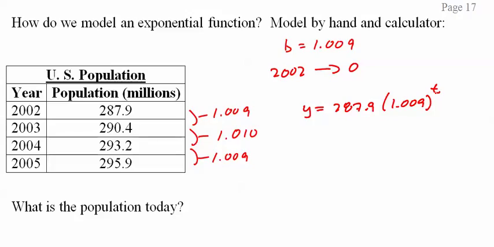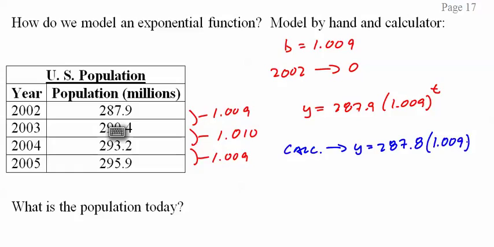Now I also threw this into the calculator and did an exponential regression, and we've done a linear regression, so it's the exact same thing, and it gave me y equals 287.8 times 1.009 to the t. So you can see it's actually not a bad approximation. It worked out fairly nicely. The calculator is always going to be more accurate, but sometimes we don't have one handy, and sometimes we need to do a quick check.